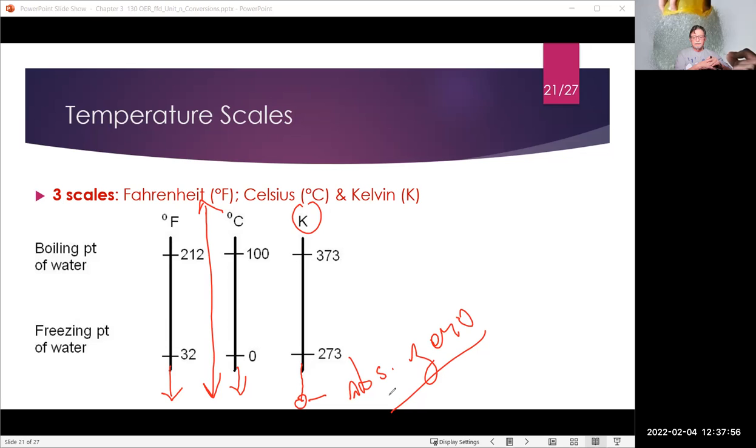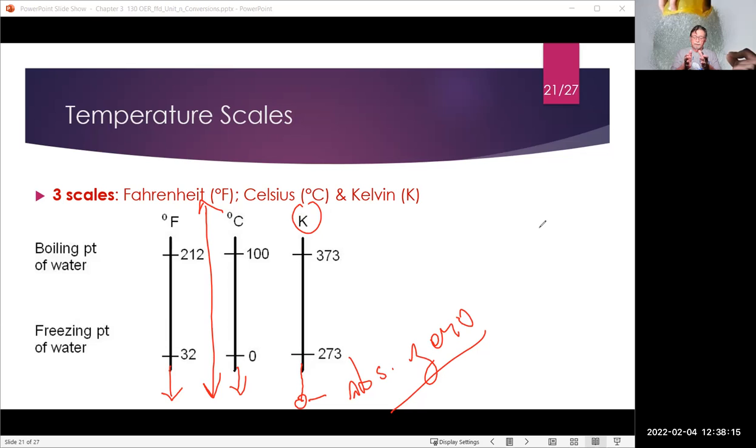There are some interesting phenomena occurring down at the low temperatures, like a whole new science down there. But anyway, we have three different scales: Fahrenheit, Celsius, and Kelvin. Now, we're going to be talking about converting from one to the other.